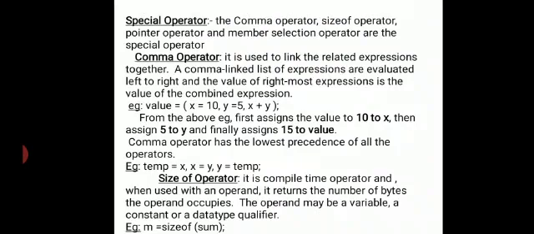The special operators are the comma operator, sizeof operator, pointer operator and member selection operator.